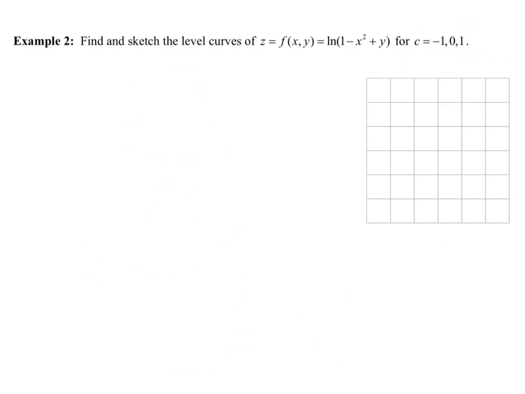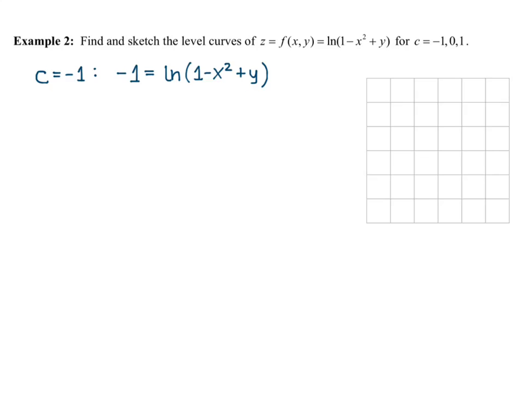Okay, in this second example, we want to find and sketch the level curves of z equals natural log of 1 minus x squared plus y for the specific values of c: -1, 0, and 1. So let's do this one at a time. First one is c equals -1. So I plug in a -1 for z. So I have -1 equals natural log of 1 minus x squared plus y.